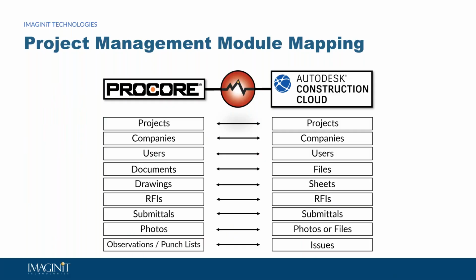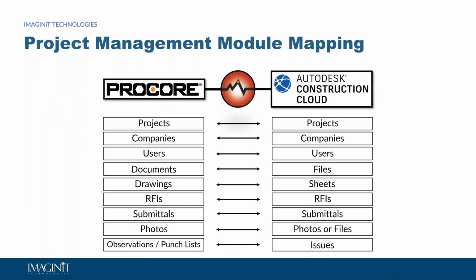Beyond that though, we're really getting into the meat and potatoes of a project. So when we're talking about document exchange, drawings, RFIs, submittals, photos, observations, punch items, those are all areas that we can actively support in a data sync. And we can even get pretty granular with that.